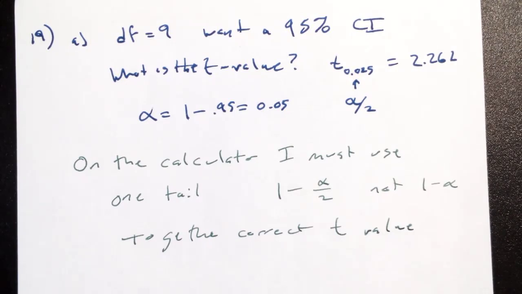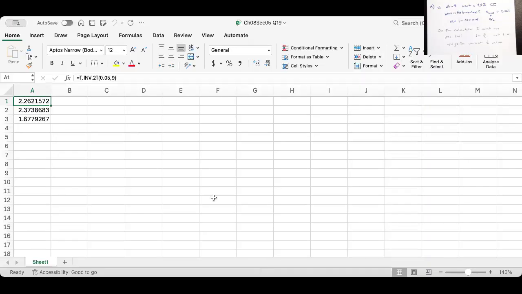Now in Excel, I can do this there as well. I absolutely can do this exact same calculation in Excel. Let me go to my Excel setup. Here is a file in our examples for class group. And up here is that 2.262. And there's the command to do this calculation.